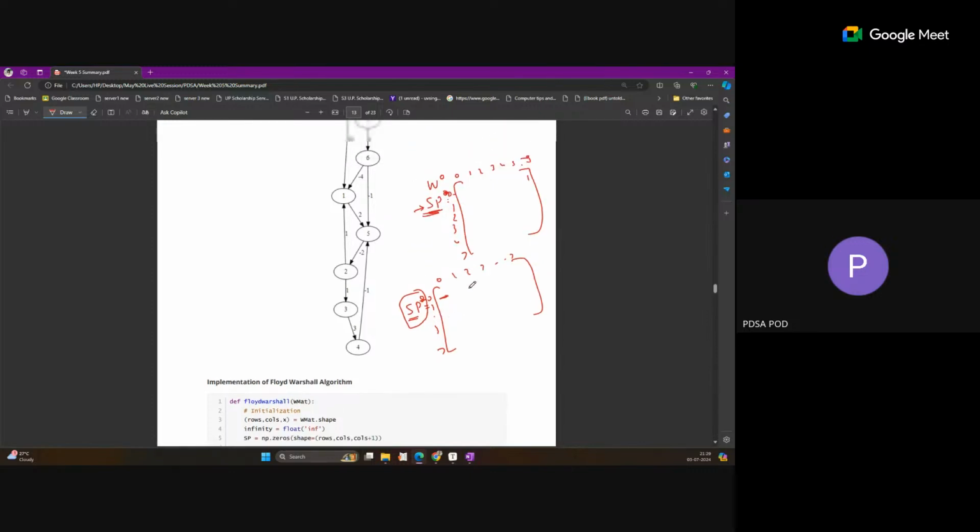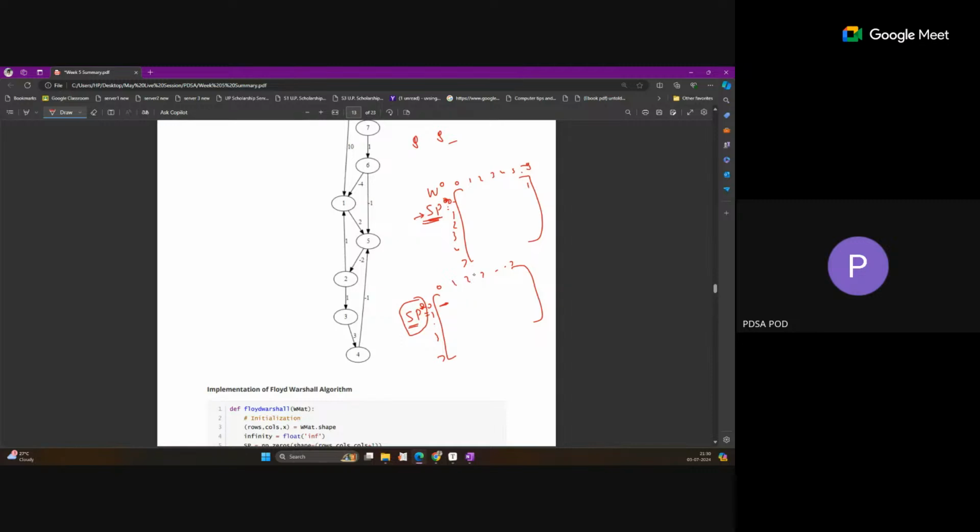Generally the formula for this is, suppose we are checking the shortest path for matrix 0: SP0 of i comma j, and we are calculating the value for this. We check in the previous matrix what the distance SP of i comma j direct is, and comma, what is the distance SP of i comma 0, plus SP of 0 comma j. Among these, what is the minimum? We will select the minimum.